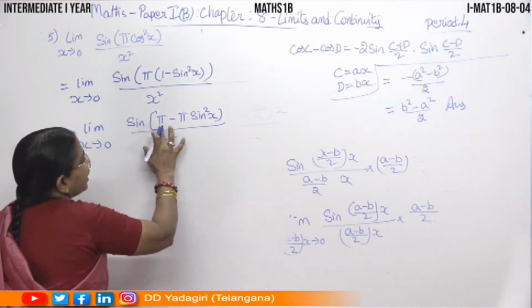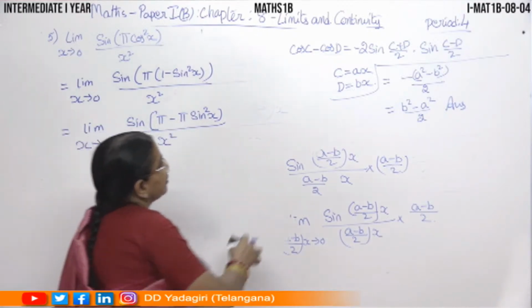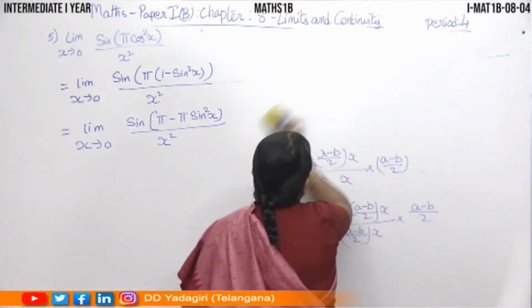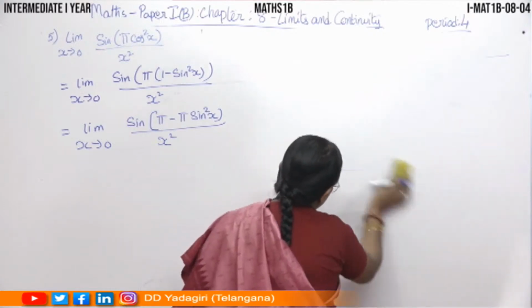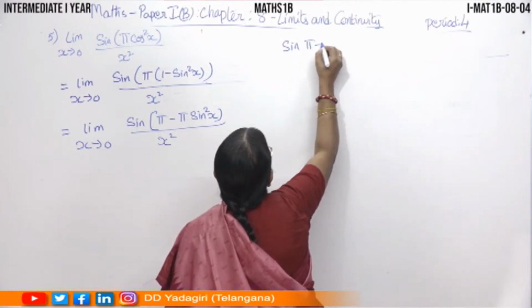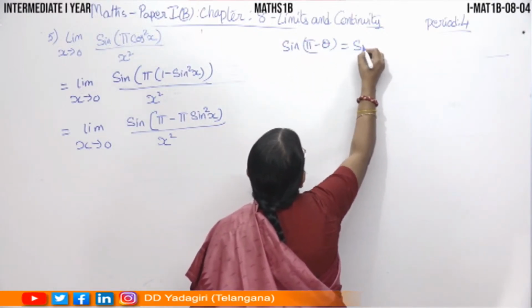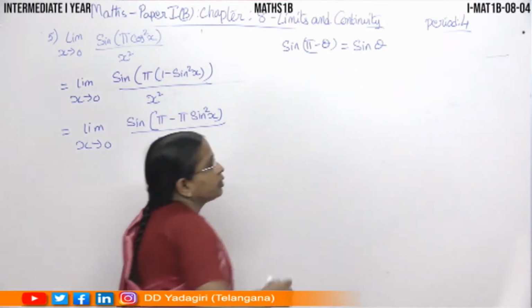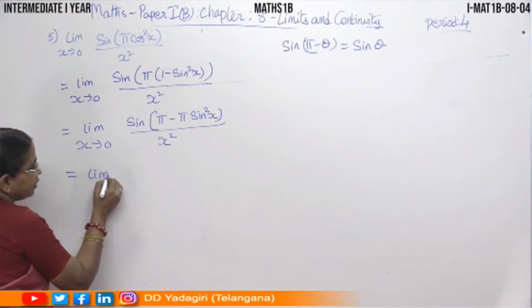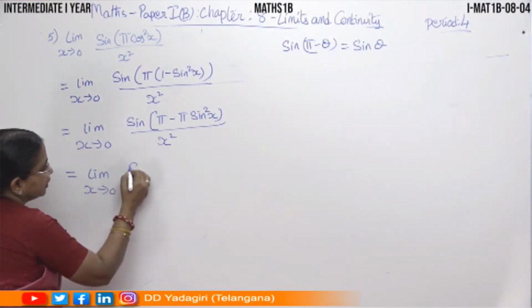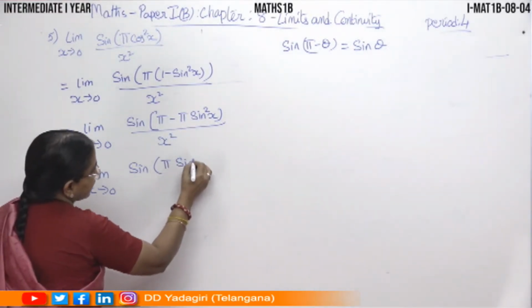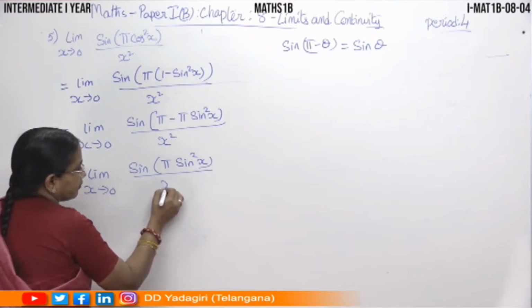Now you know sin of 180 minus theta, sin of pi minus theta. What is sin of pi minus theta? It is in the second quadrant. In the second quadrant, sin is positive. So we know that sin of pi minus theta is equal to sin theta only. Sin remains sin because it is pi. So limit x tending to 0 of sin of theta. What is our theta here? Pi sin square x by x square.